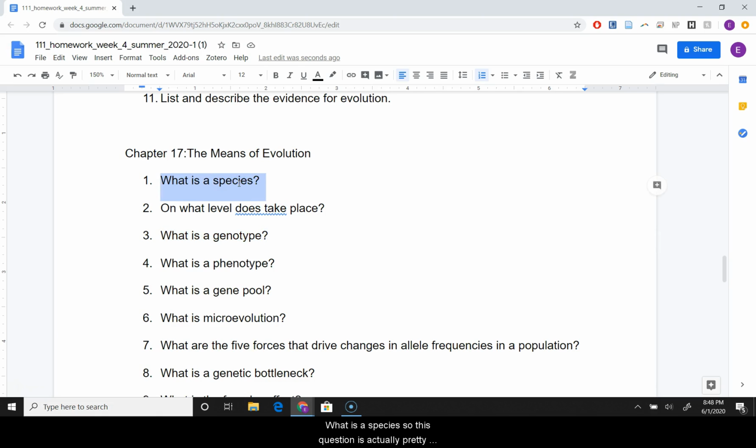What is a species? This question is actually pretty darn complicated, and it depends on which species concept you use. The biological species concept is that if two organisms can interbreed and have offspring, and those offspring can have offspring, then they are within the same species. This is incredibly problematic, but for our purposes, we'll go with the biological species concept.